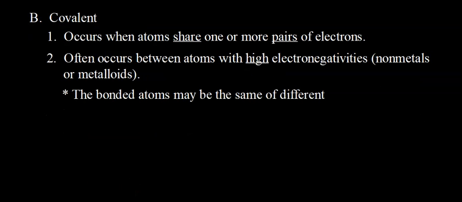Covalent bonds, very different, occur when atoms share one or more pairs of electrons. This often occurs between atoms that have high electronegativities. So both of the atoms have relatively high electronegativities. This could be two or more nonmetals, or it could involve metalloids as well. So typically it's two nonmetals bonded together. They will share one, two, or three pairs of electrons. Covalent bonds can occur between different nonmetal atoms, or it could be the same ones, as is the case in the diatomic molecules, where you have two of the same atoms that are bonded to each other.